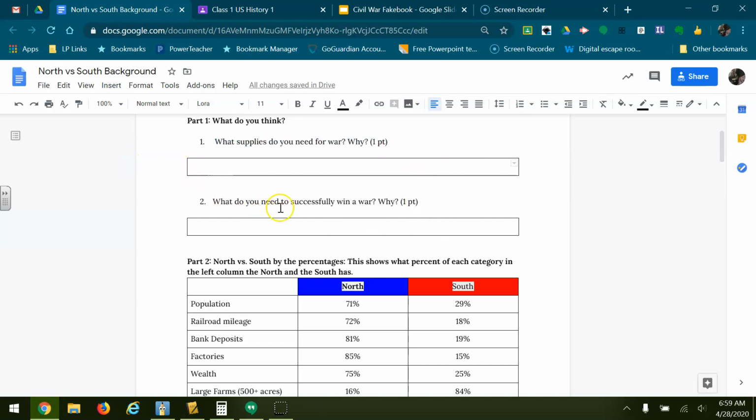Same thing here for what do you need to successfully win a war. So note these questions are similar, but they're different. One, what supplies do you need for war? Two, what do you need to win a war? This is beyond just supplies, because obviously you need supplies to win a war, but beyond being able to feed your army, what else do you need?